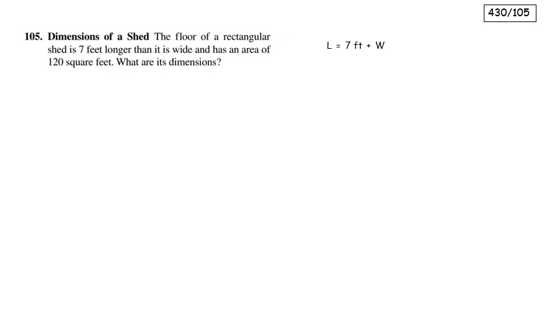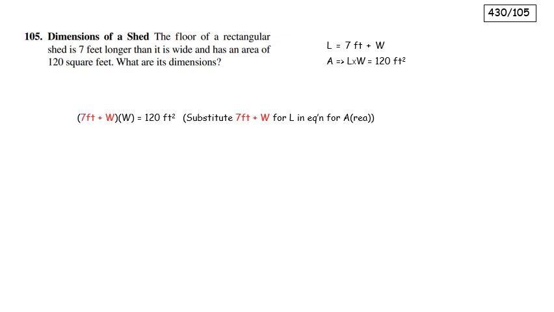than the width. Would become L equals 7 feet plus W. Area is expressed as length times W, and in this case, that value is 120 square feet. We can substitute the value that L is in the area, which will give us 7 feet plus W times W equals 120 square feet. We distribute and find 7W plus W squared equals 120.